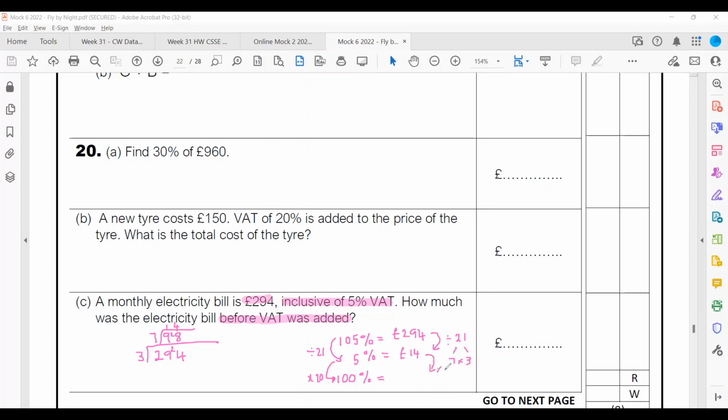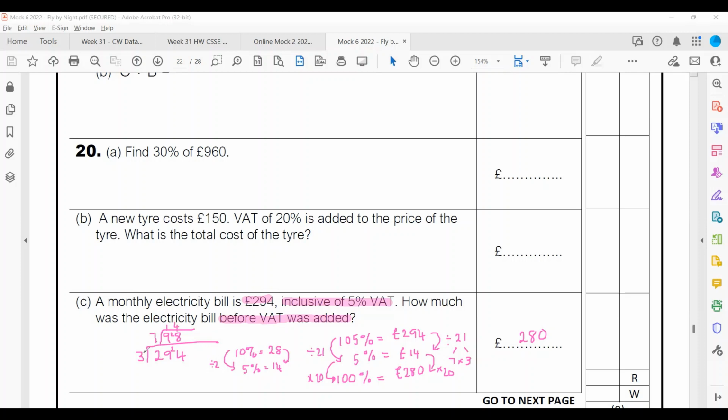And we now need to times that by 20 because we times by 20 on this side. And so times by 2 would be 28, times by 10 would be 280. Okay, so that would be our original amount, 280. So before the VAT was added, the bill would have been £280. Again, we can perform a check. So 10% of £280 would be £28. 5%, to go from 10% to 5%, we have divided by 2. And we're going to divide, therefore, 28 by 2, and that will equal £14. And 14 plus 280 will give you the 294 that you had there.